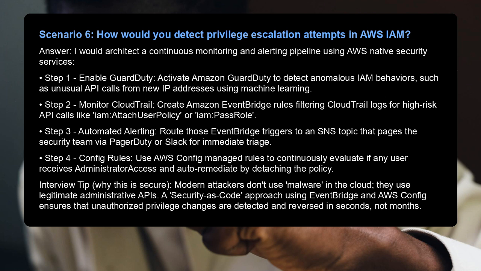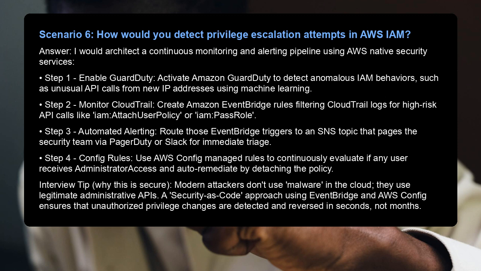Step 2. Monitor CloudTrail. Create Amazon EventBridge rules filtering CloudTrail logs for high-risk API calls like iam:AttachUserPolicy or iam:PassRole. Step 3. Automated alerting. Route those EventBridge triggers to an SNS topic that pages the security team via PagerDuty or Slack for immediate triage. Step 4. Config rules. Use AWS Config managed rules to continuously evaluate if any user receives administrator access and auto-remediate by detaching the policy.